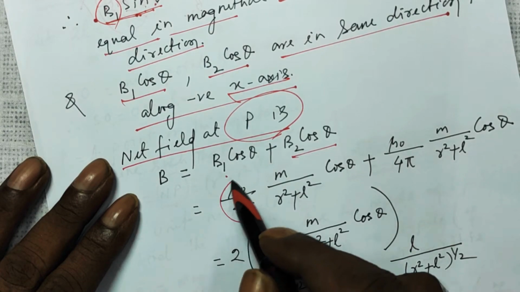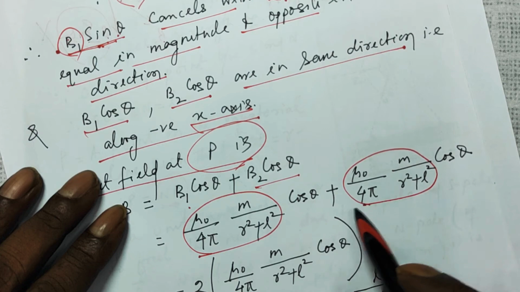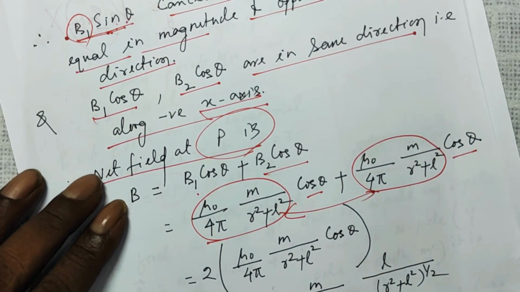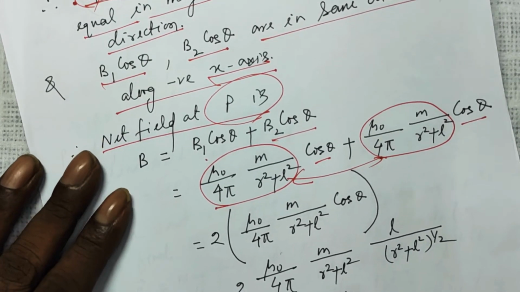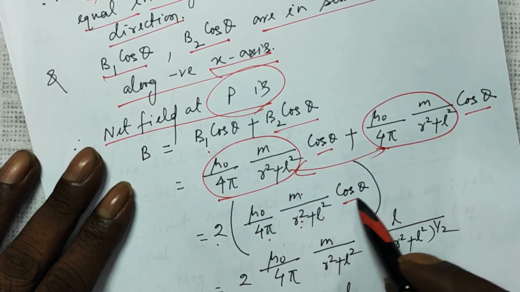Now, this is your B1 which I derived. This is your B2 which I also derived. Both are equal in magnitude. Cos theta here, cos theta here. So this becomes 2 times mu naught by 4 pi, m over r square plus l square, cos theta.